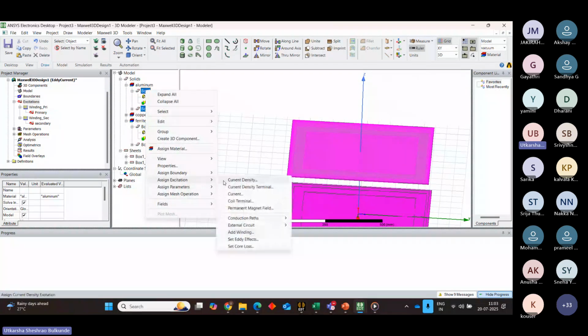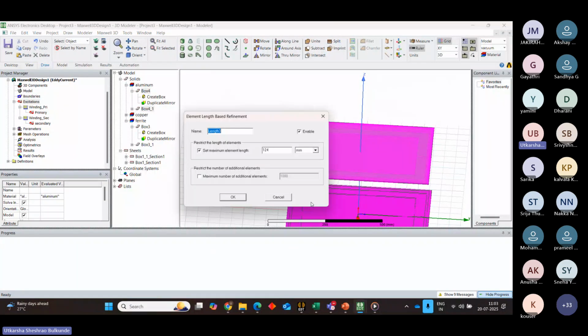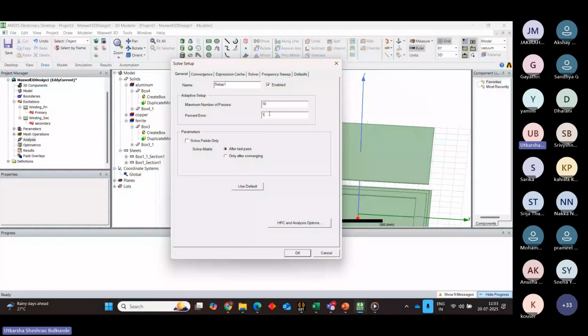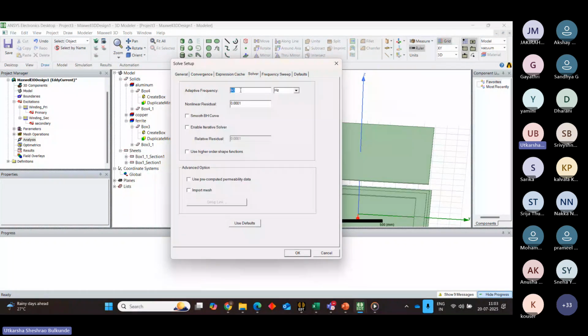Assign excitation. No, sorry. Assign mesh operation inside selection, length base is 120. Okay, fine. Then analysis setup, add solution setup. Number of passes, percentage error, we will somewhat increase. Then solver is the important thing here. Here you have to keep your frequency.